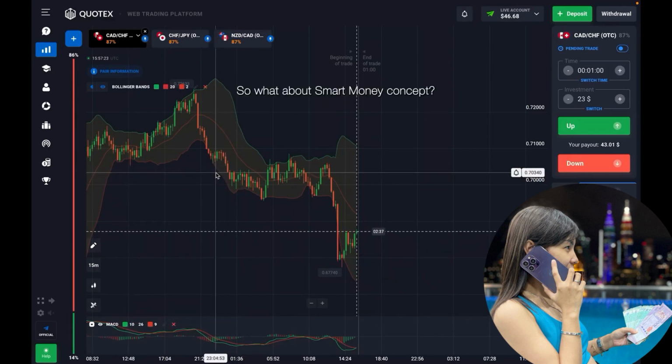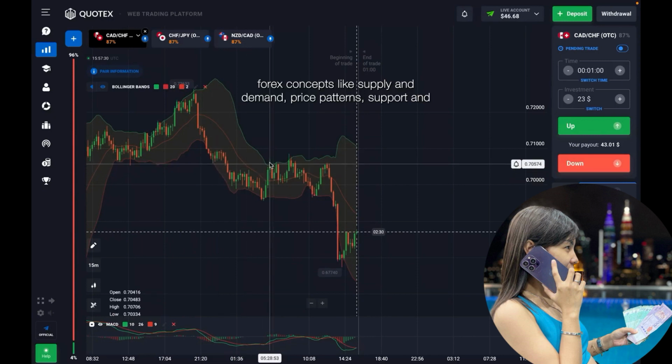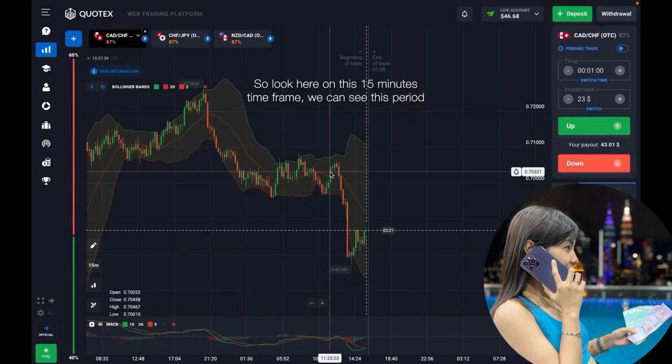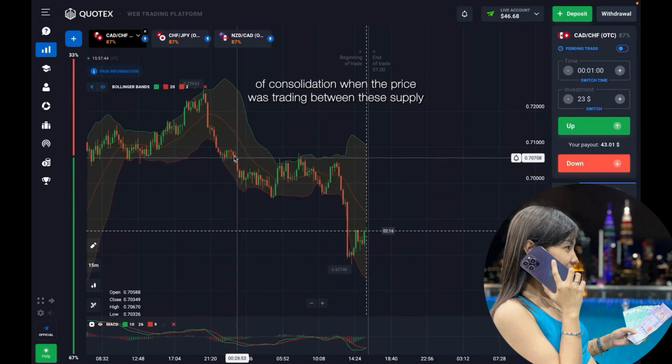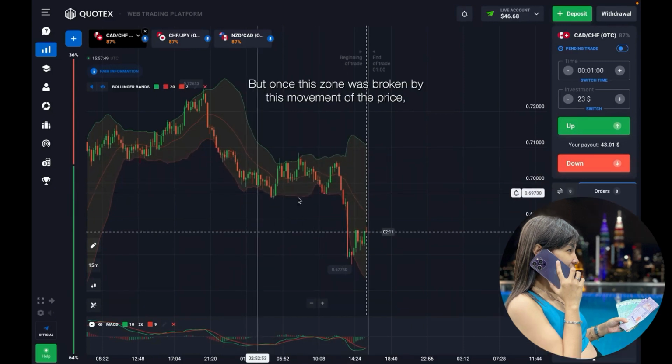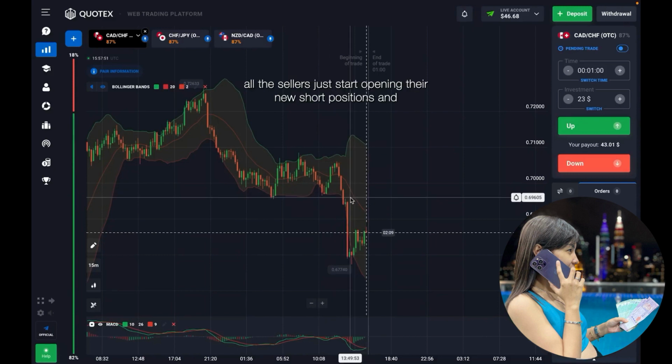So what about smart money concept? As you know, it's a very popular topic and involves using classic forex concepts like supply and demand, price patterns, support resistance to trade, but everything has been given new names and described in a different way. So look here on this 15 minutes time frame, we can see this period of consolidation when the price was trading between this supply and demand zone, but once the zone was broken by this movement of the price, all the sellers just started opening the new short positions and the price moved even lower.